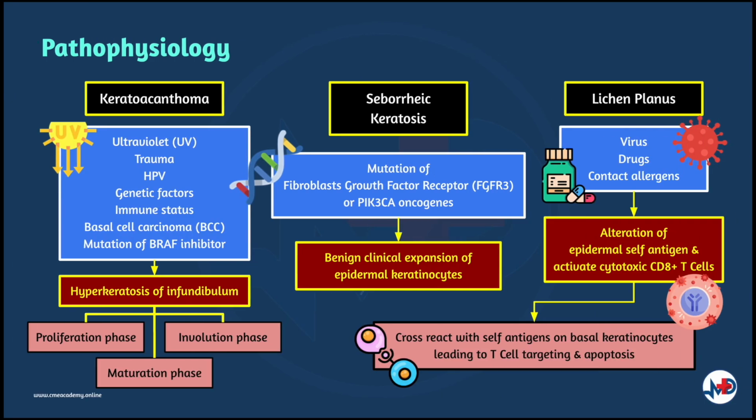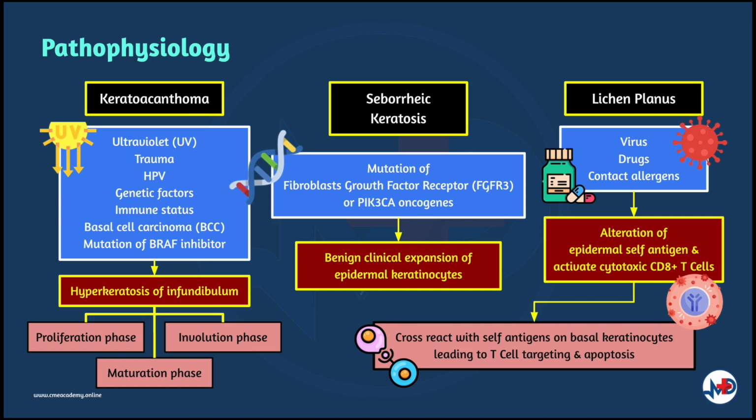Keratoacanthoma is caused by UV, trauma, human papillomavirus, genetic factors, immune status, basal cell carcinoma, and the mutation of BRAF inhibitors. These abnormalities lead to hyperkeratosis of the infundibulum. There are three stages of keratoacanthoma: the proliferative phase, which lasts for 6 to 8 weeks; the maturation phase, where keratoacanthoma maintains its crustiform appearance; and the involution phase, where keratoacanthoma regresses into atrophic scars.